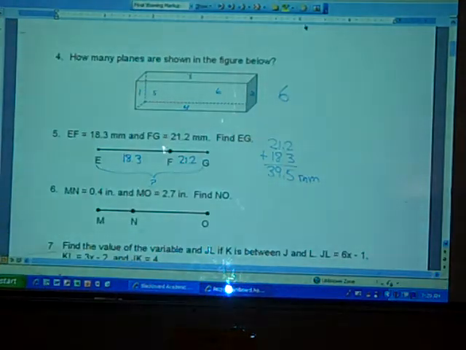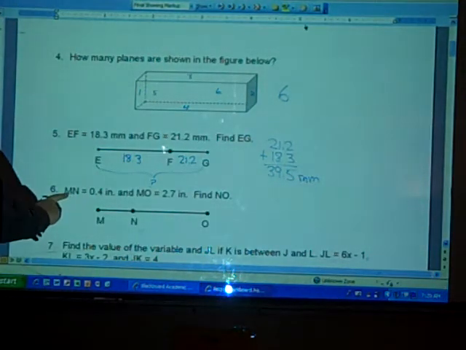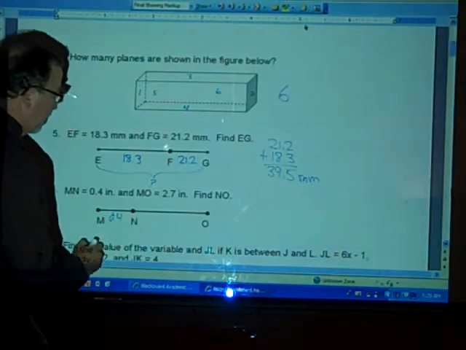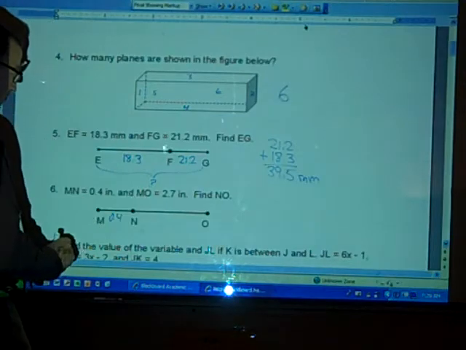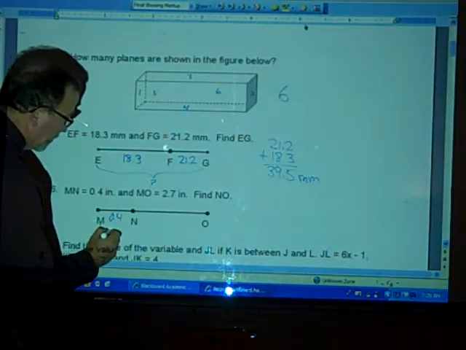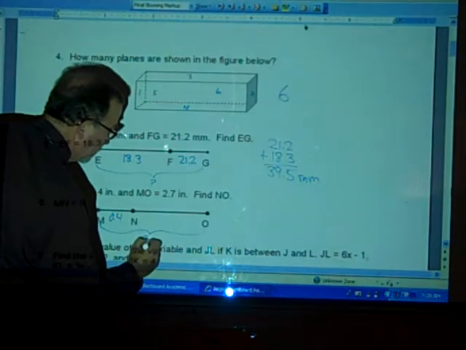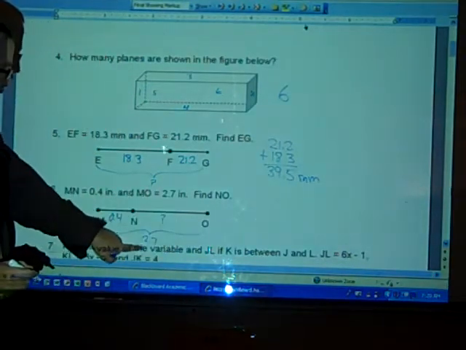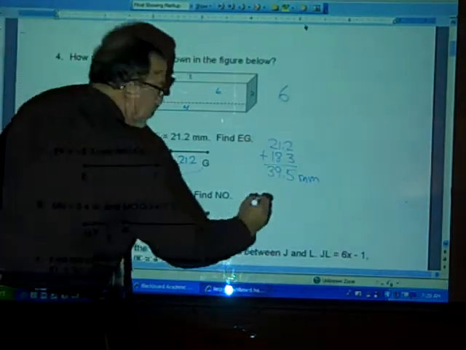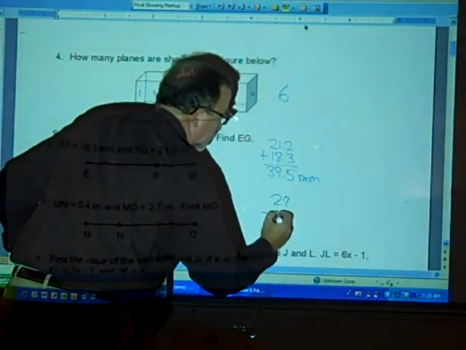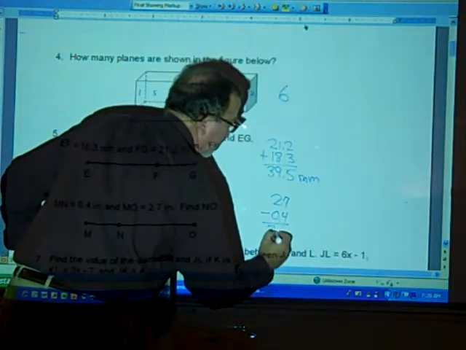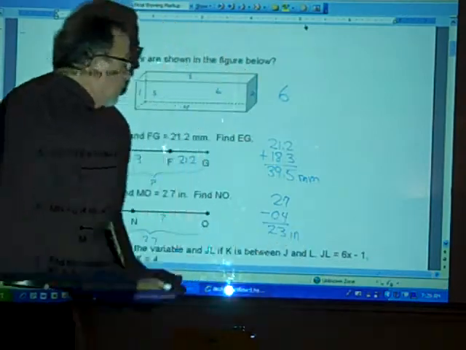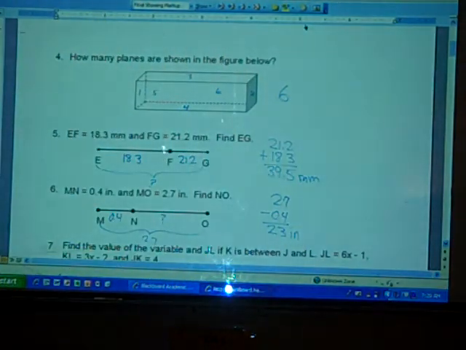And that's number 5. Number 6 says MN is 0.4. MO is 2.7. MO is the whole thing. We're supposed to find NO. Well, if we have the whole thing and part of it, we need to subtract. So it's going to be 2.7 minus 0.4 is 2.3 inches this time. And that's your answer to number 6.